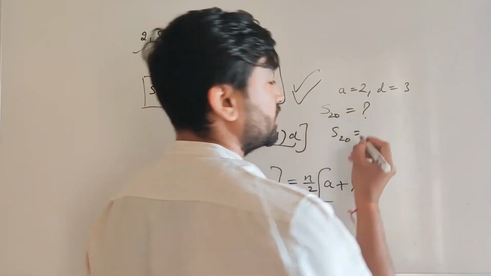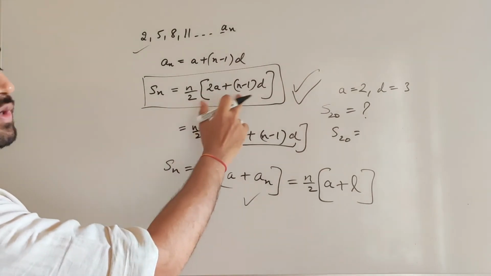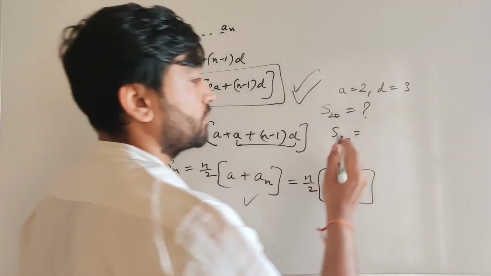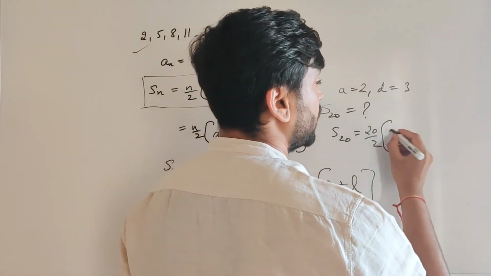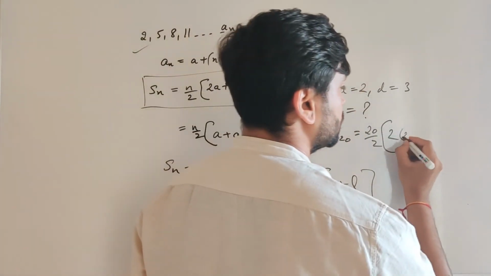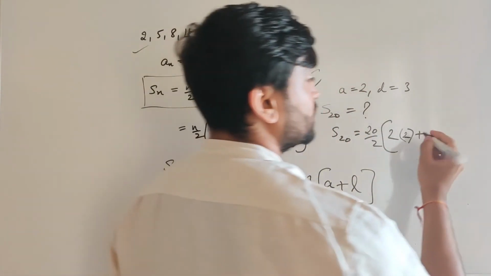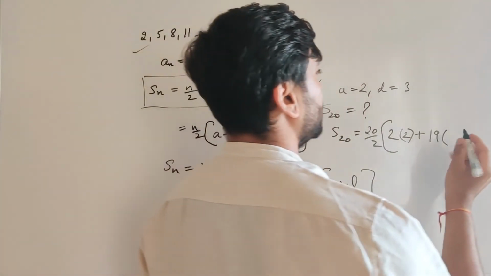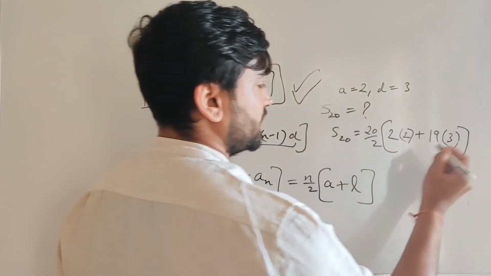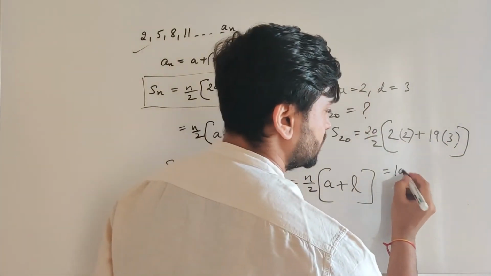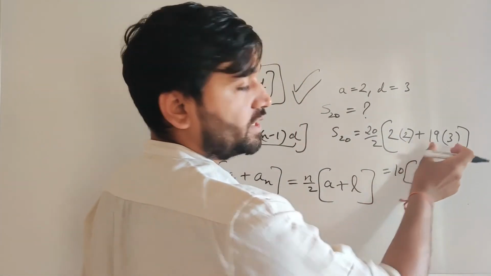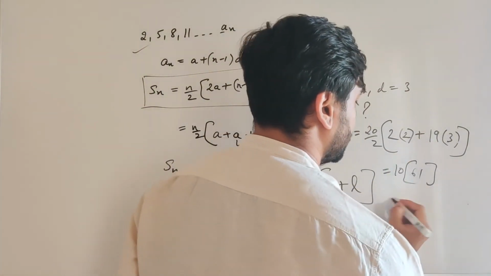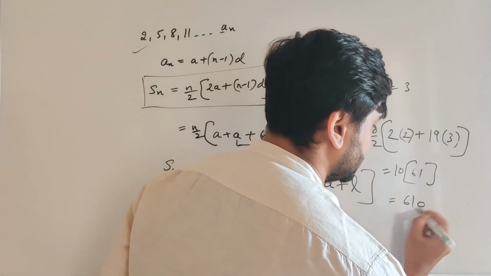So S20, we use the formula n by 2 [2a plus (n minus 1) into d]. So S20 means n is 20. So here we substitute 20 by 2, 2a. So 2 into a value is 2, 2a plus n minus 1, n is 20. So n minus 1 will become 19 when I substitute this value of n here into the common difference, which is 3. So I simplify, this 2 and 20 cancels out, you get 10, and inside 19 into 3 is 57, plus 4, 61. So your final answer is 61 into 10, 610.